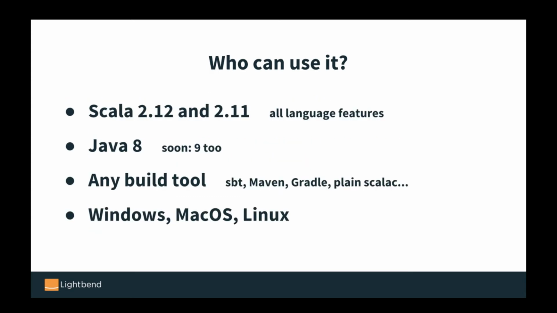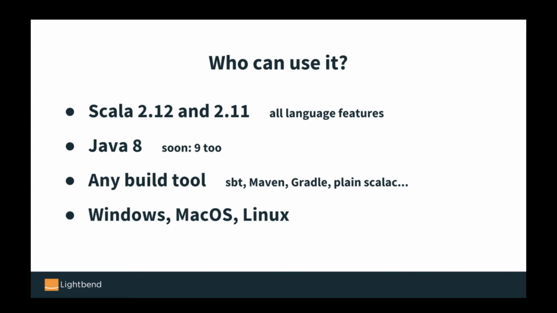The Scala versions that we support are 2.12 and 2.11. We support all of the language in both cases. That happens because the real compiler is what's backing that.